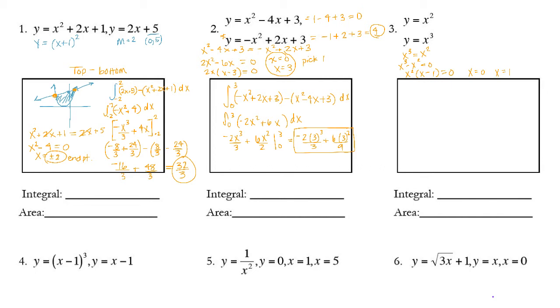So let's see what this is going to look like. And we can pick a value in between here and try to figure out which one is on top if you want to. Between 0 and 1, we could pick 1/2. If we choose that, then if x is 1/2, y is 1/4 here. And down here, at 1/2, it's going to be 1/8. So notice 1/4 is larger than 1/8, so x squared is on top.